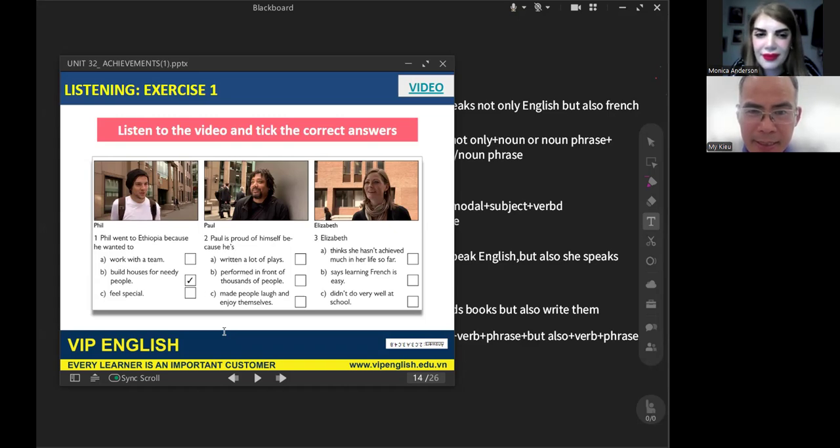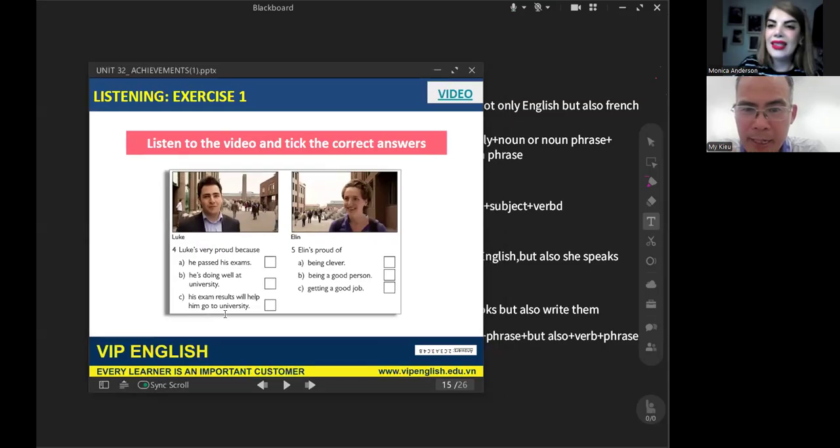Elizabeth thinks she hasn't achieved much in her life so far. Very good. Of course. Great. She didn't do well at school. Okay, great. And four, Lex is very proud because... I can't remember, because at the beginning I didn't read about the two people. He's doing well at university. He actually talked about passing the exams and doing well at university. I heard something like this, but I'm not sure, maybe.